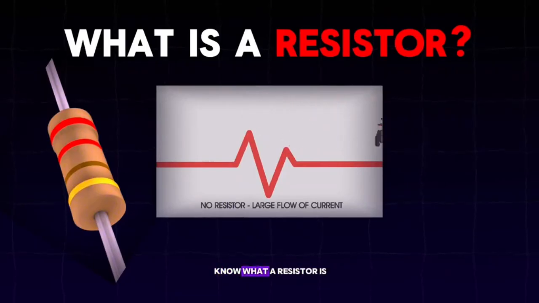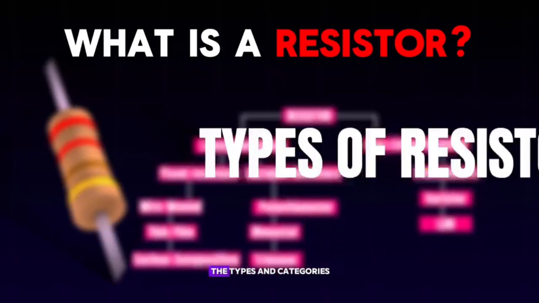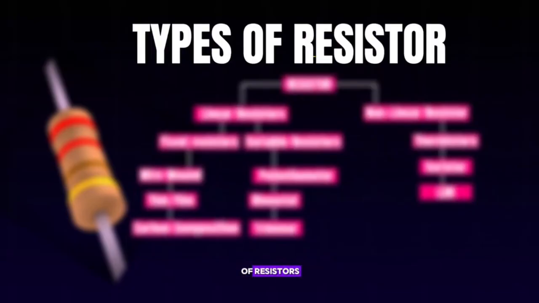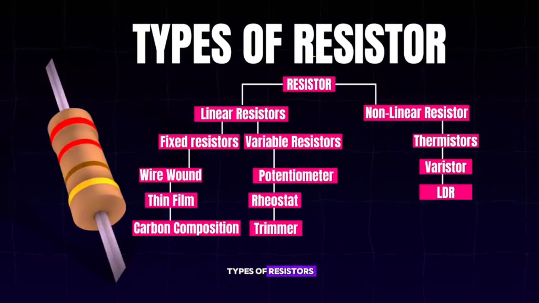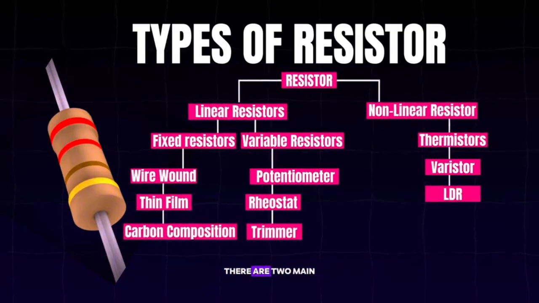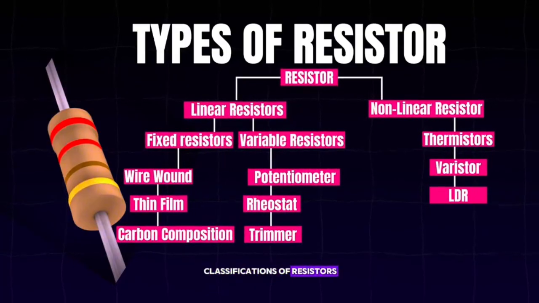So now that you know what a resistor is, let me now list the types and categories of resistors. Although there are numerous types of resistors that are available and can be used in electronic circuits, these different types of resistors have different properties depending upon their manufacture and construction. But with all those types available out there, there are two main classifications of resistors, which are linear and nonlinear resistors. But to make it easier, let's talk about each of them step by step.